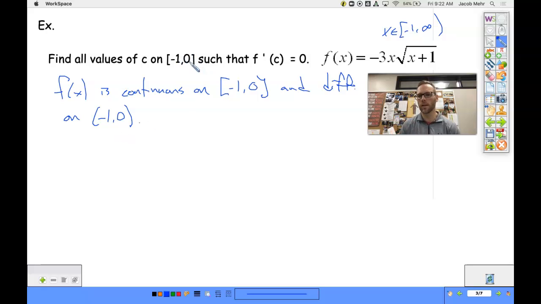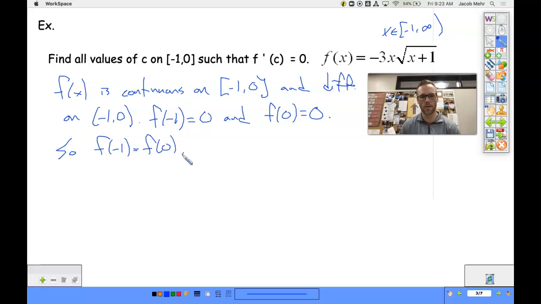Now, can we check and see what f of -1 and f of 0 really are? f of negative 1 equals, when we substitute a negative 1, what do we get? Negative 3 times negative 1 times the square root of negative 1 plus 1. That's the square root of 0. So we're going to have 3 times 0, which is 0. And, okay, what's the other endpoint? F of 0. Well, when we put in 0, that's negative 3 times 0, which is going to be 0. Okay, so that's good. So f of negative 1 equals f of 0. We see that their y values are the same.